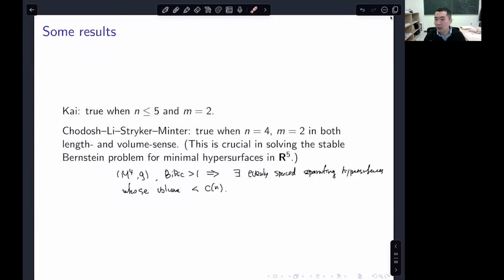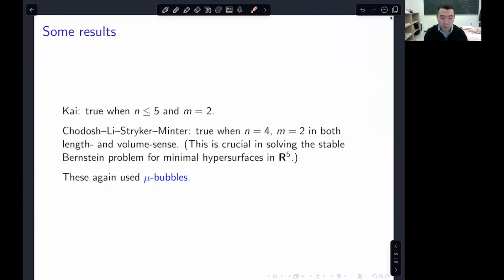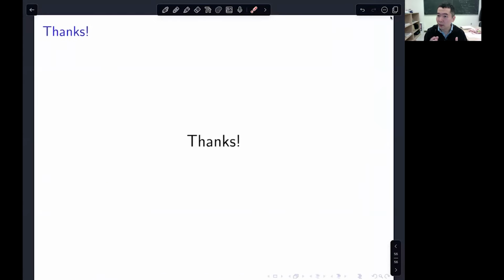So I think the study of these more general versions of the C_K curvature problem is interesting, and I think they should also lead to other fruitful developments in related areas. Okay, so maybe I'll stop here, and thanks a lot for the attention.